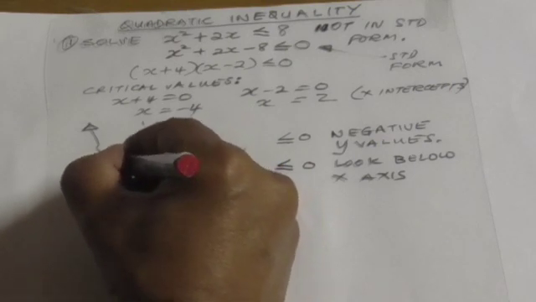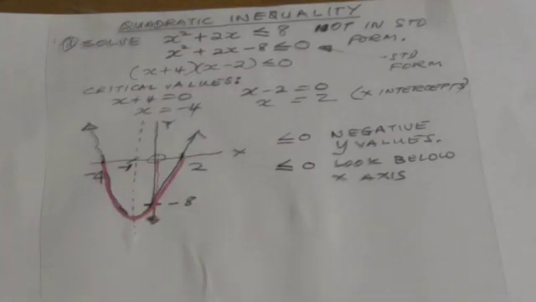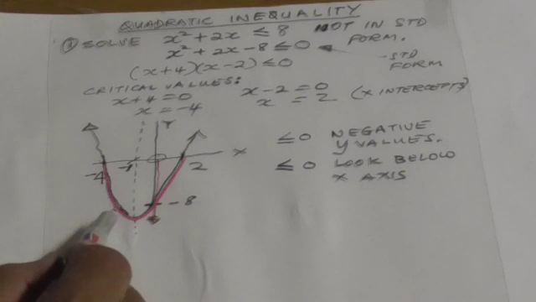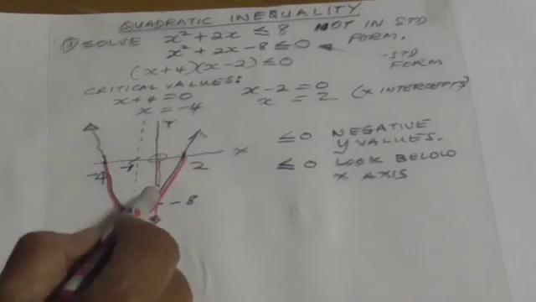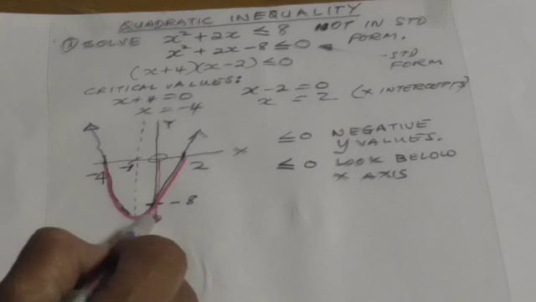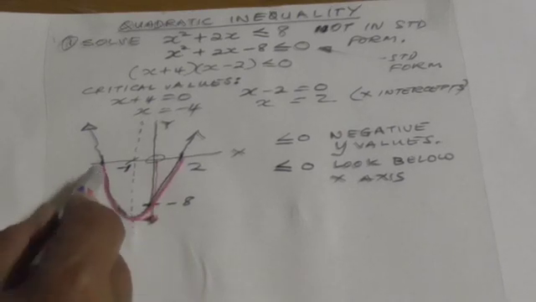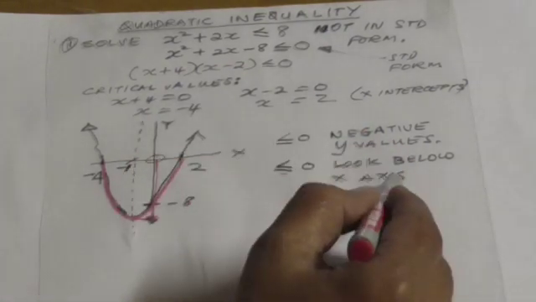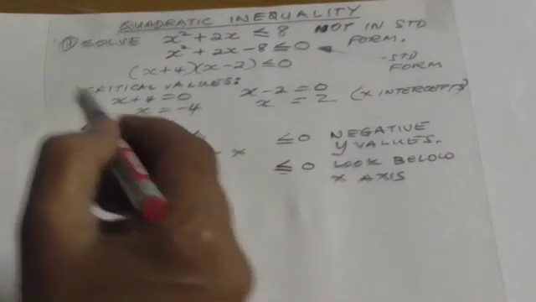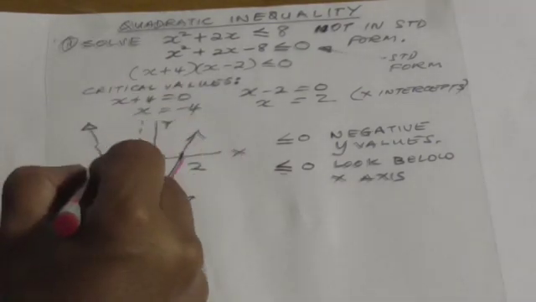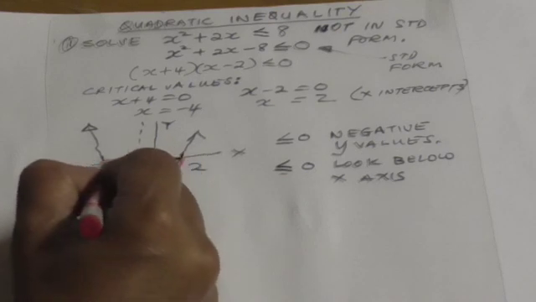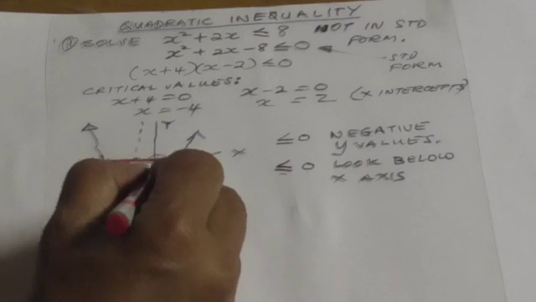I'm coloring it in red. Now, for all these x values, the graph is negative. In other words, the y values are negative for this portion of the graph. So to cut a long story short, less than or equal to 0, look below the x-axis. Therefore, the answer will be from here to there. For those x values, this red part of the graph exists.